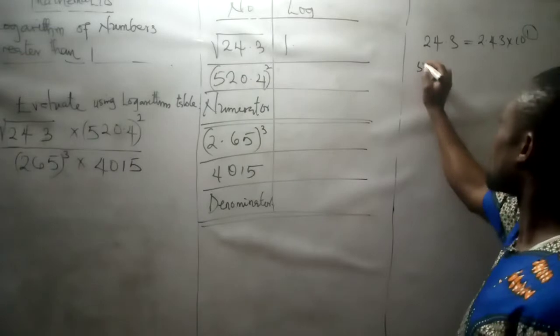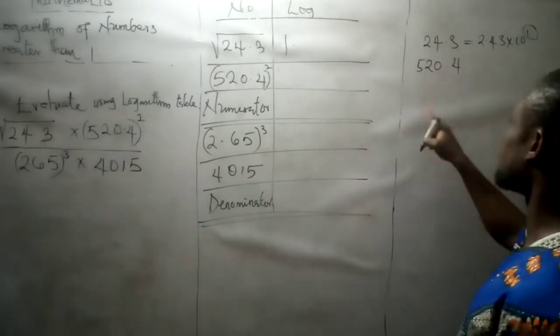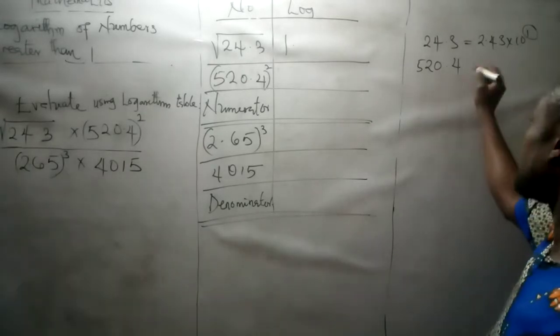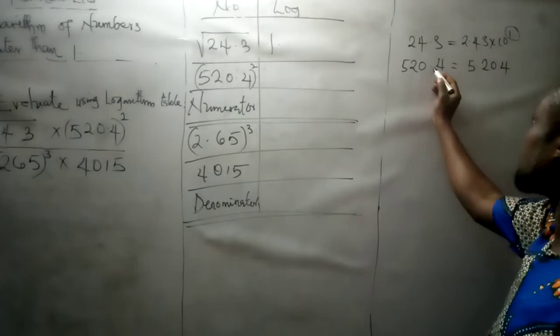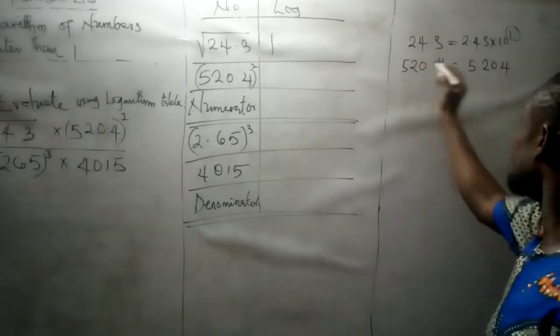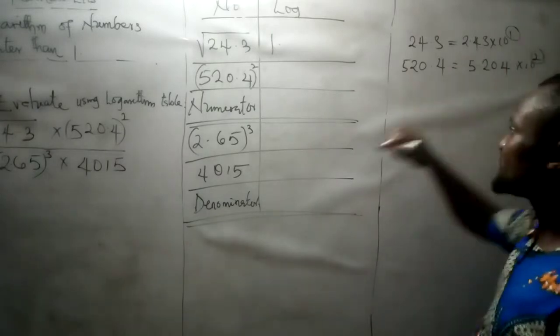520.4. Convert it to standard form number. If you convert this to standard form number, we have 5.204. Now you have shifted 2 times, 1, 2. So we have 10 raised to power 2. Now the 2 becomes the characteristics.